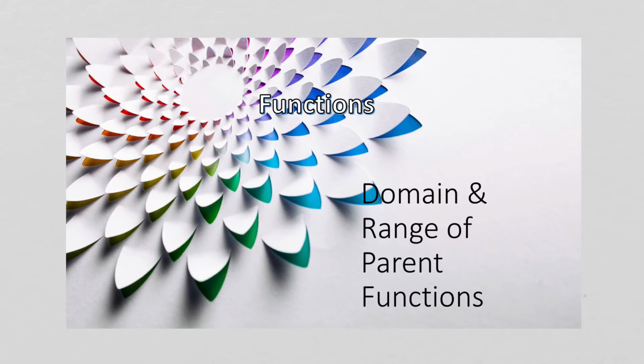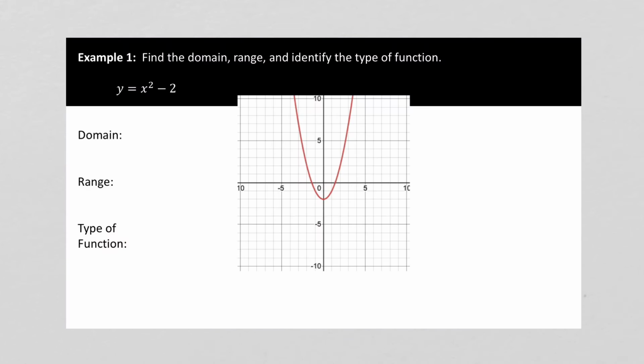Let's look at a few examples of finding domain and range. So here we have y equals x squared minus 2. We want to find the domain and range. And what type of function is it, or what is its parent function? So the parent function is always what the function is before anything has been added, subtracted, multiplied, or divided from it. Okay? So in this case, it'd just be x squared.